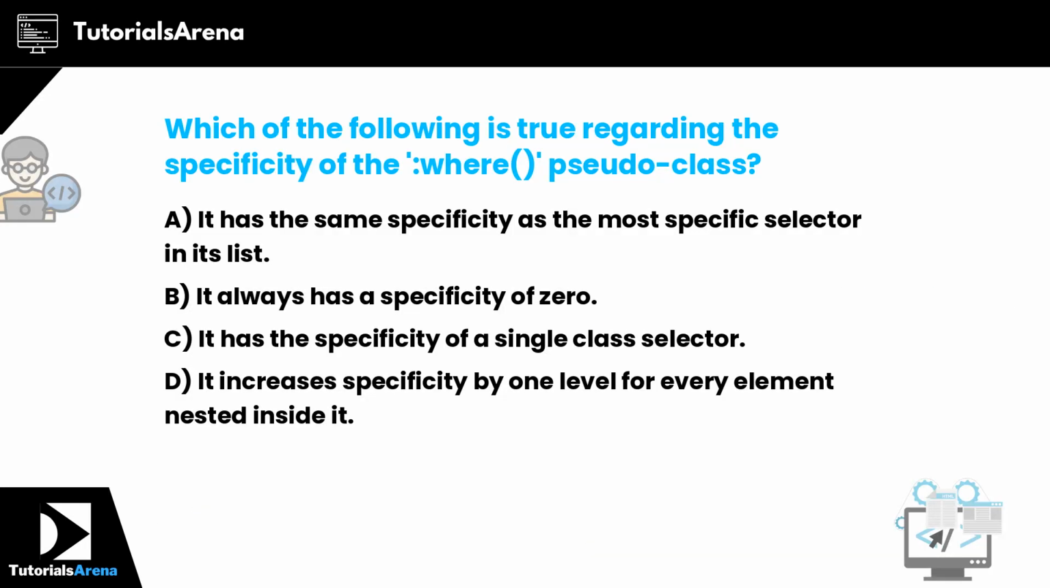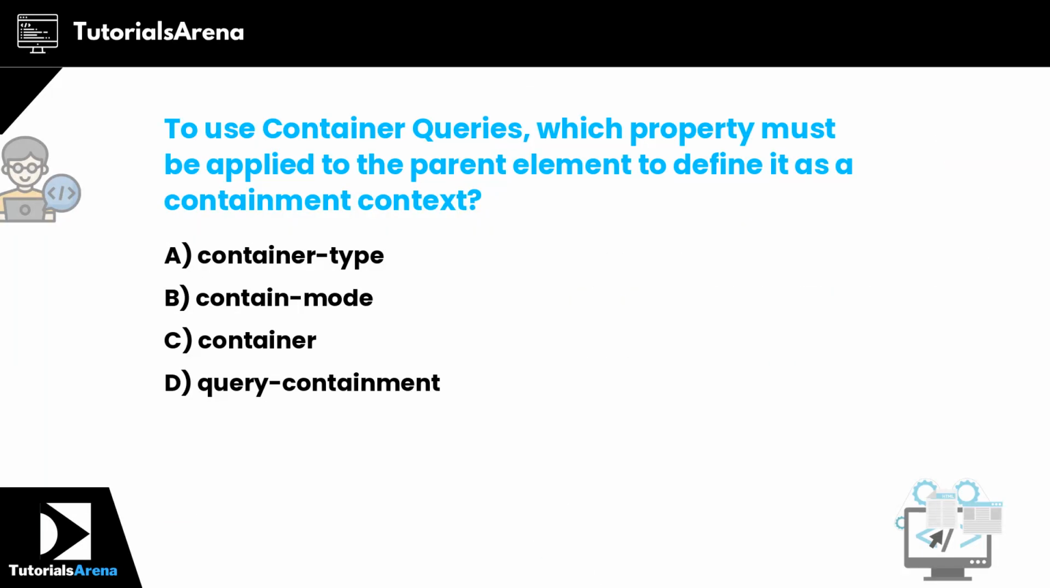Which of the following is true regarding the specificity of the :where pseudo-class? The correct answer is option B. It always has a specificity of 0. To use container queries, which property must be applied to the parent element to define it as a containment context? The correct answer is option C, container.